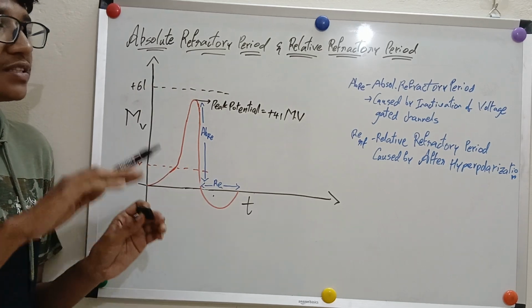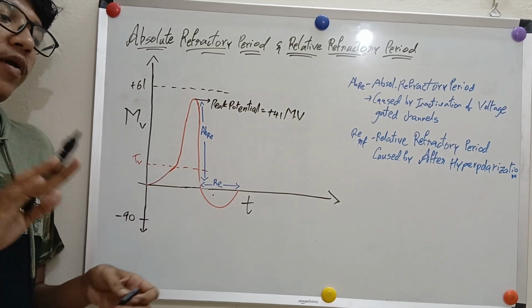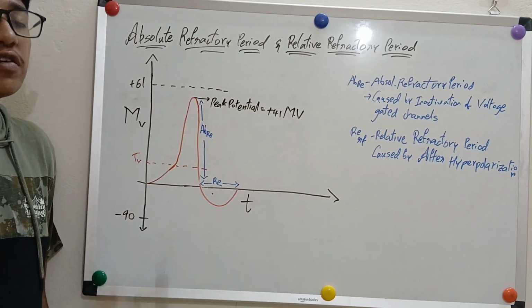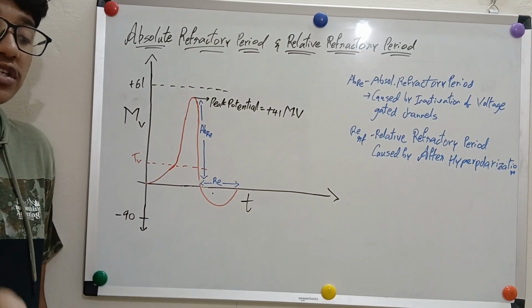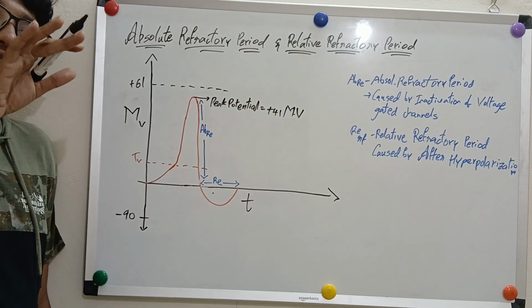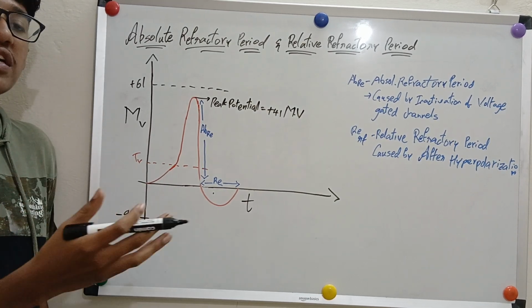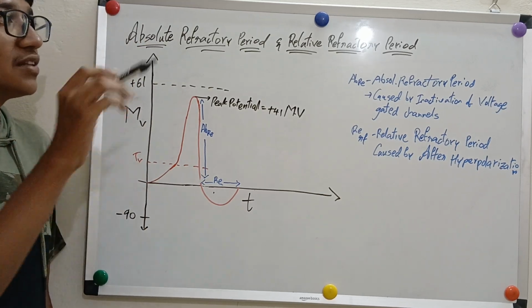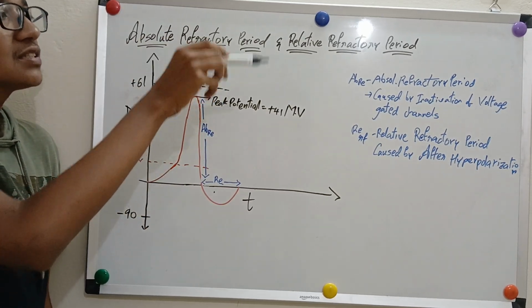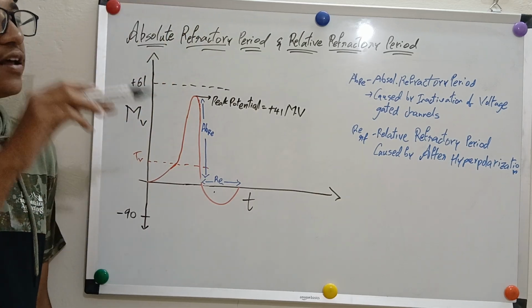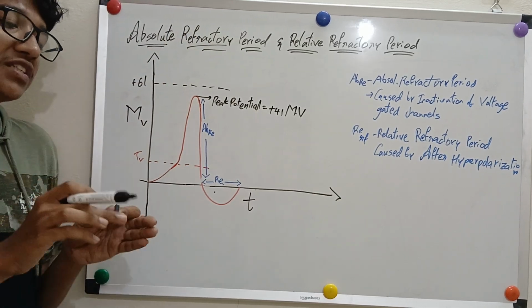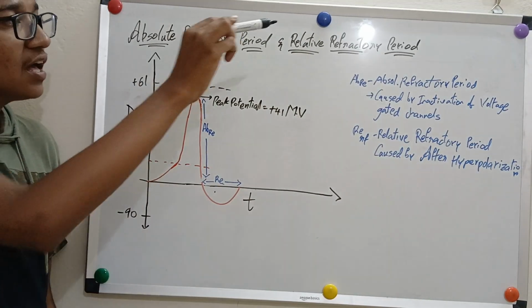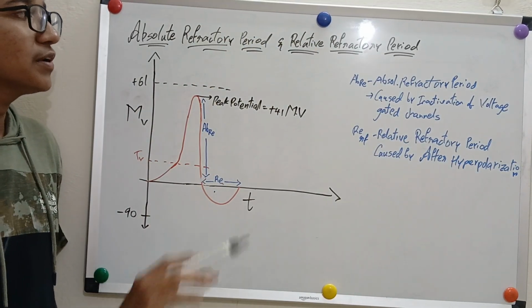Absolute refractory period means the cell is in absolute refraction. That is, no matter how strong the stimulus you give, the cell will not respond. The relative refractory period means the cell will respond to a stimulus, provided the stimulus is of greater strength than the normal stimulus required for that cell to fire an action potential. That time period, in which the cell responds to a stimulus larger than the normal stimulus required to fire an action potential, is called the relative refractory period.